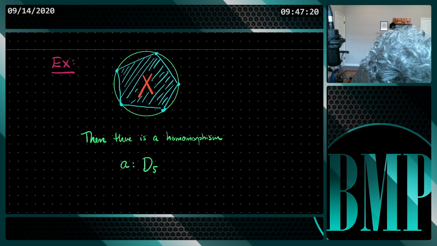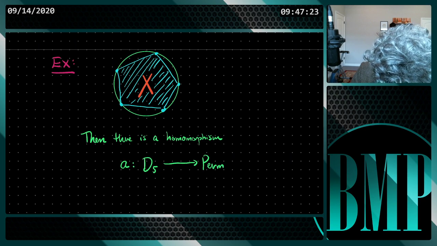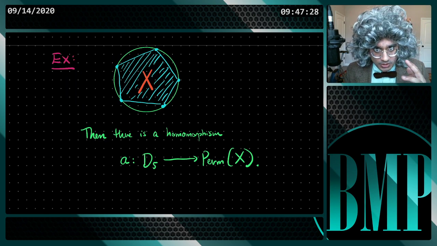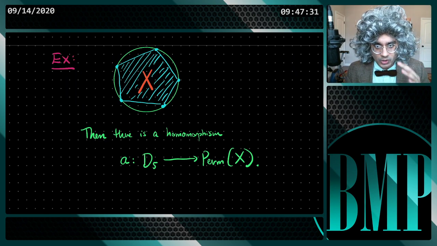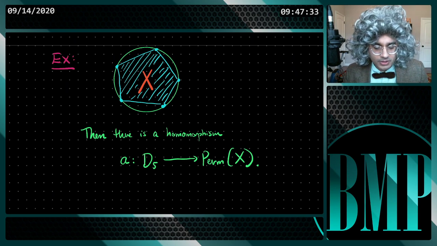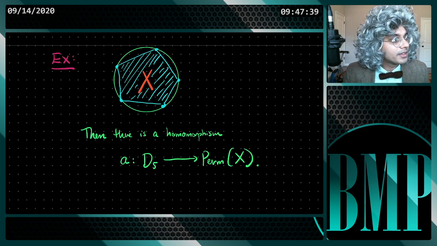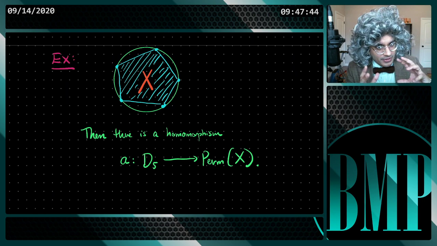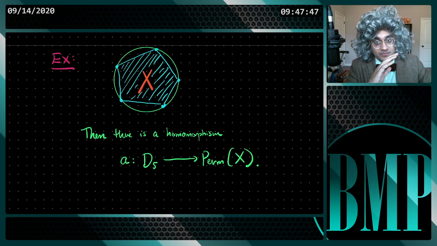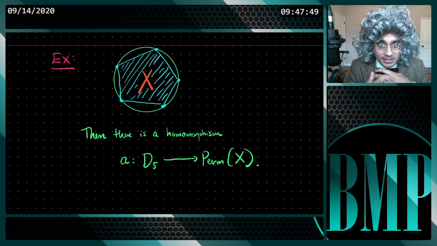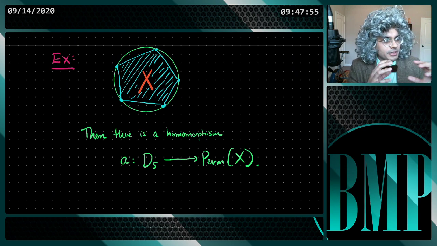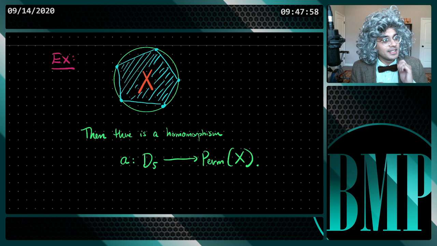From D5 to a set of permutations of this set. Okay, and let me tell you the rule for this homomorphism. Whenever someone tells you they have a homomorphism and they just draw an arrow, they have not told you anything. In fact, the group acts like a function. Not any kind of function, an invertible function, a bijection from the set to itself. It's a function that can be undone with another function. And those are basically the bijections, okay?